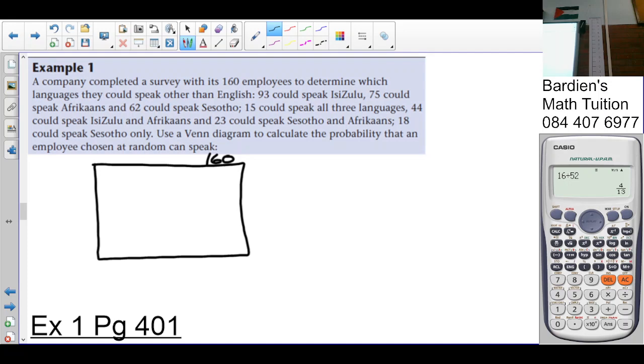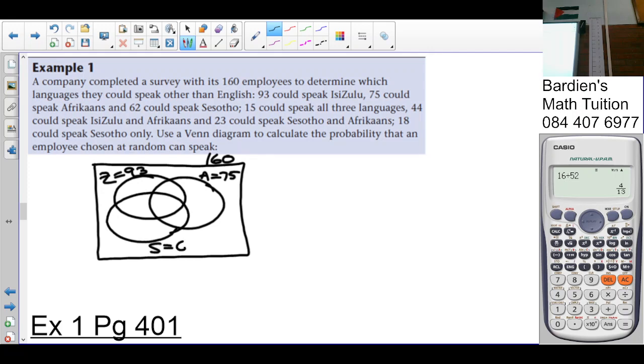To determine which languages they speak other than English. 93 speak Zulu. So I put the Zulu is 93. 75 would speak Afrikaans. So let's put A for Afrikaans, 75. And 62 could speak Sesotho. Sesotho is 62. Remember that that part plus that plus that plus that adds up to 62.